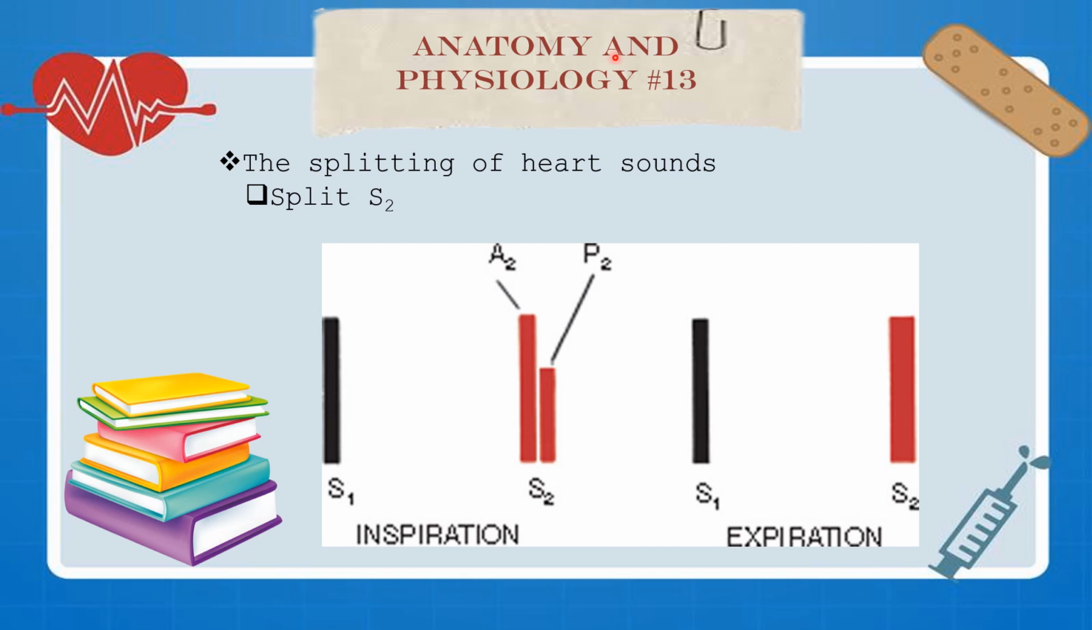So during inspiration, the filling time of the right heart increases, thereby increasing the stroke volume and lengthening the duration of the right ventricle emptying compared to the left ventricle. So this delays closure of the pulmonic valve, or the P2, splitting S2 into its two audible components. During expiration, these two components fuse into a single sound, S2.